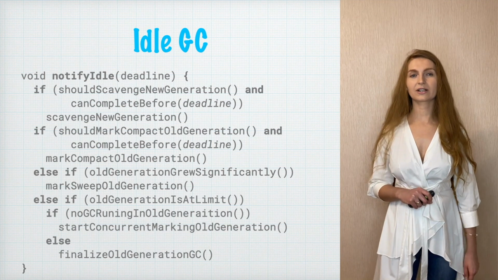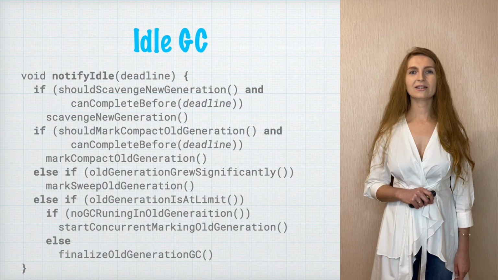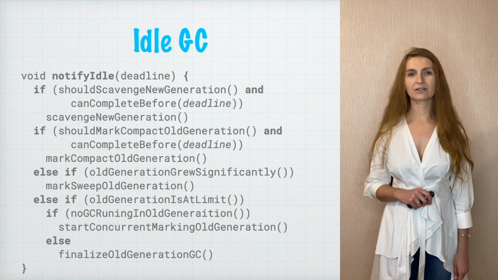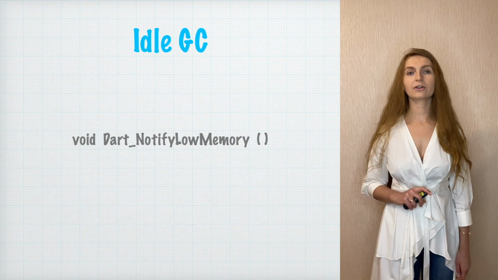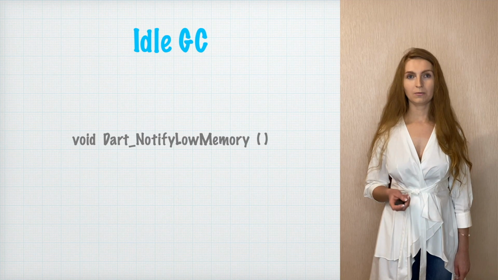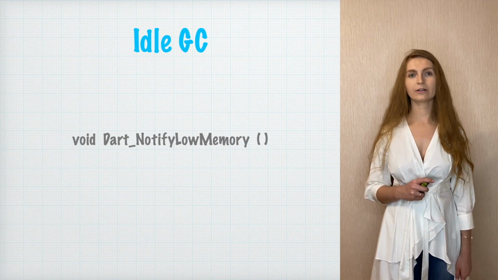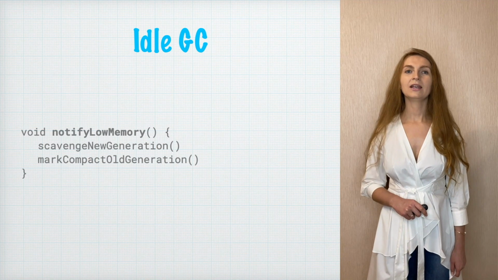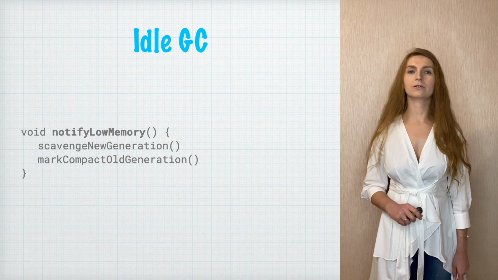This will not trigger a collection if the heap seems to be at an appropriate size, even if there is substantial garbage that could be collected to free memory. There is another callback, Dart notify low memory, which Flutter calls when the operating system sends a low memory warning. It is a fairly expensive call that aggressively compacts all memory.